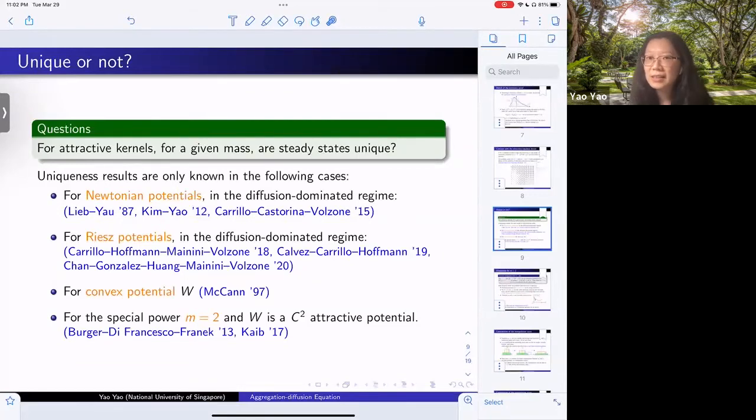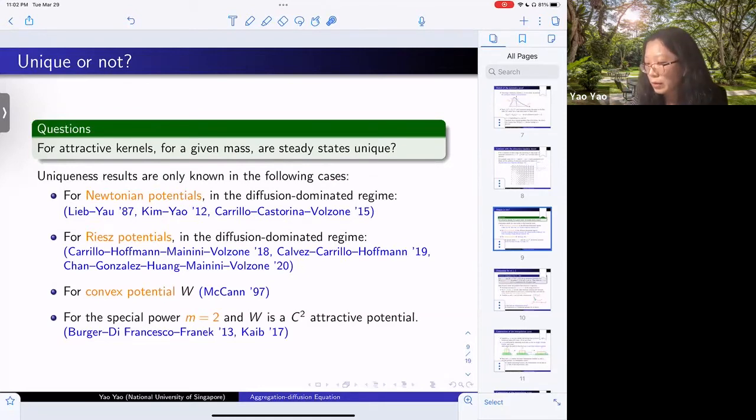They actually studied the same energy functional with Newtonian attractive potential, not because they care about the application in mass biology, but because that energy functional also arises in the study of the formation of stars that are driven by this self-gravitation. Okay, and together with Inwon Kim, we generalized their uniqueness for Newtonian potential into the case where the potential is Newtonian convolved with anything that's radially decreasing.